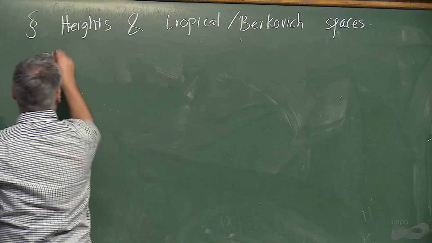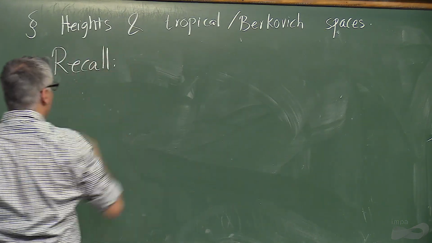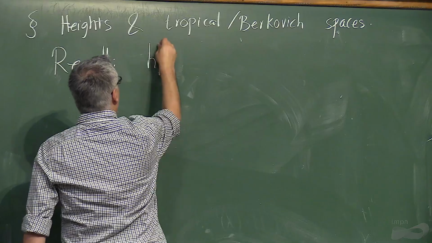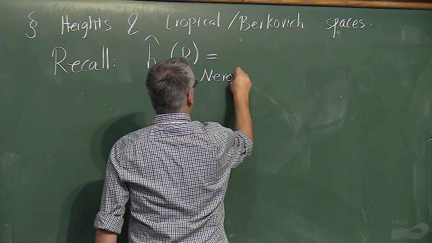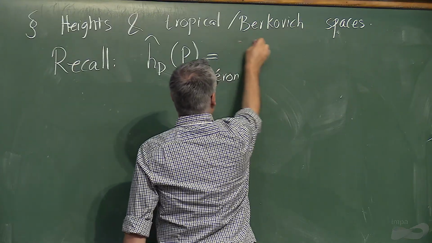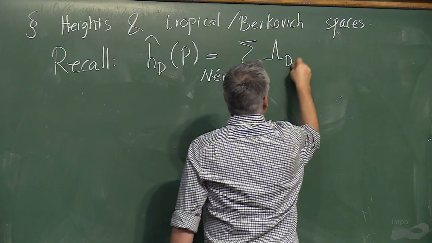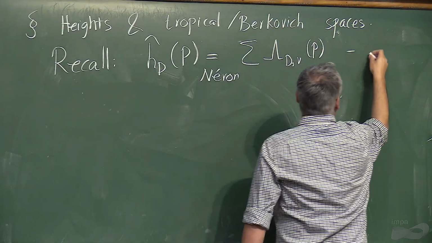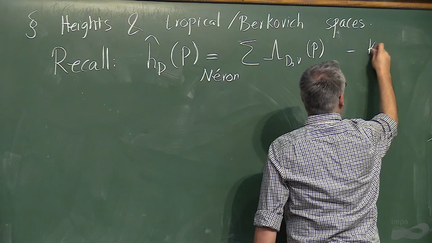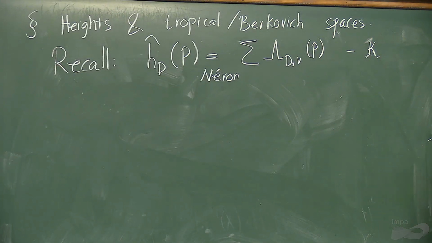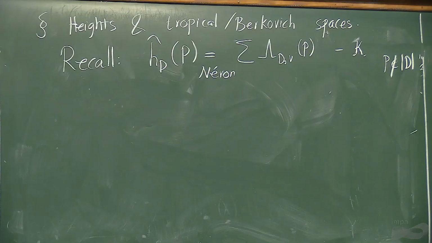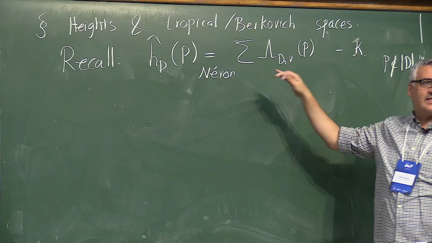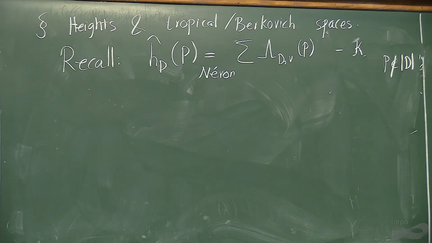So recall, I had one motivating example for heights, namely, I introduced the global height, and then I said Néron proved, using the technology of Néron heights and Néron models and so on, that it can be decomposed up to a universal constant, which I tried to call kappa, for P not in the support of D. And I said vaguely this should be thought of as some kind of a distance to the support, but I'll make that more clear.